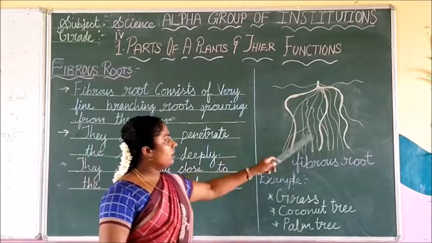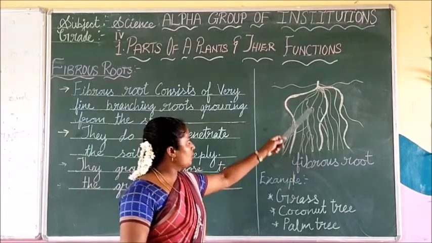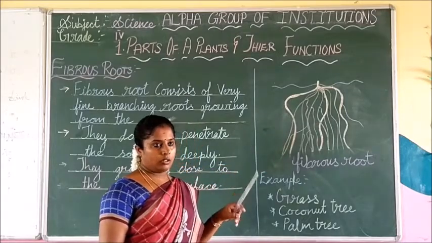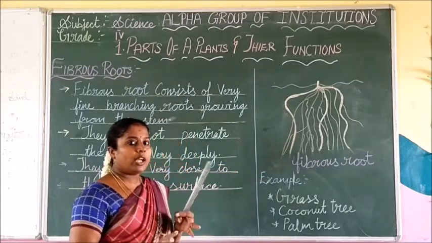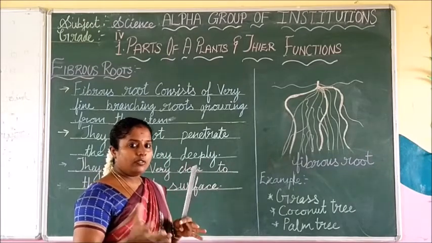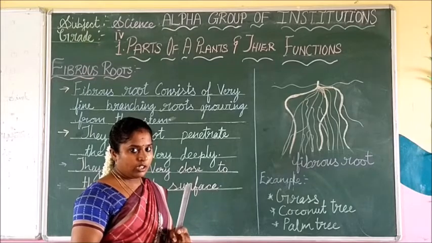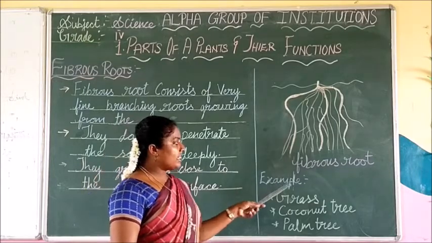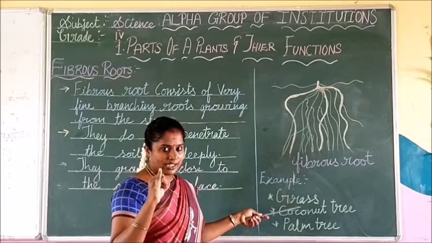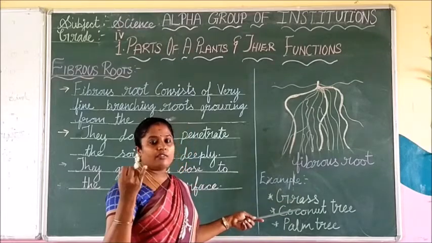So this is the drawing of fibrous roots. If we compare the fibrous root and taproot systems, you can find the difference. In the activity, I have shown you the difference. Next, examples of fibrous root systems are grass. Grass is the best example, and everyone can see it.